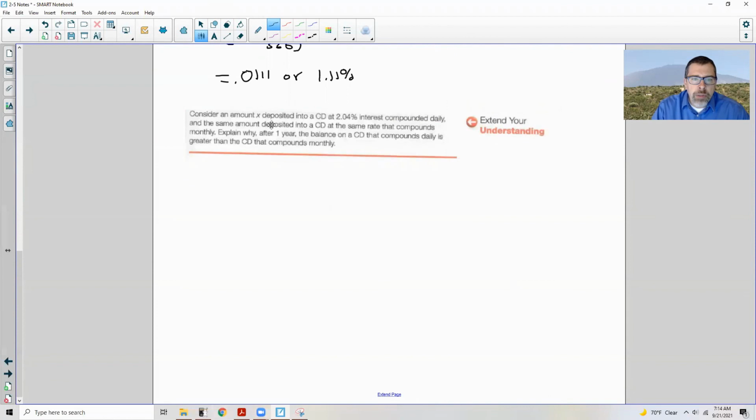Okay, so extend your understanding. Consider an amount X deposited into a CD at 2.04% interest compounded daily, and the same amount deposited into a CD at the same rate, 2.04%, that compounds monthly. Explain why after 1 year, the balance on the CD that compounds daily is greater than the CD that compounds monthly.